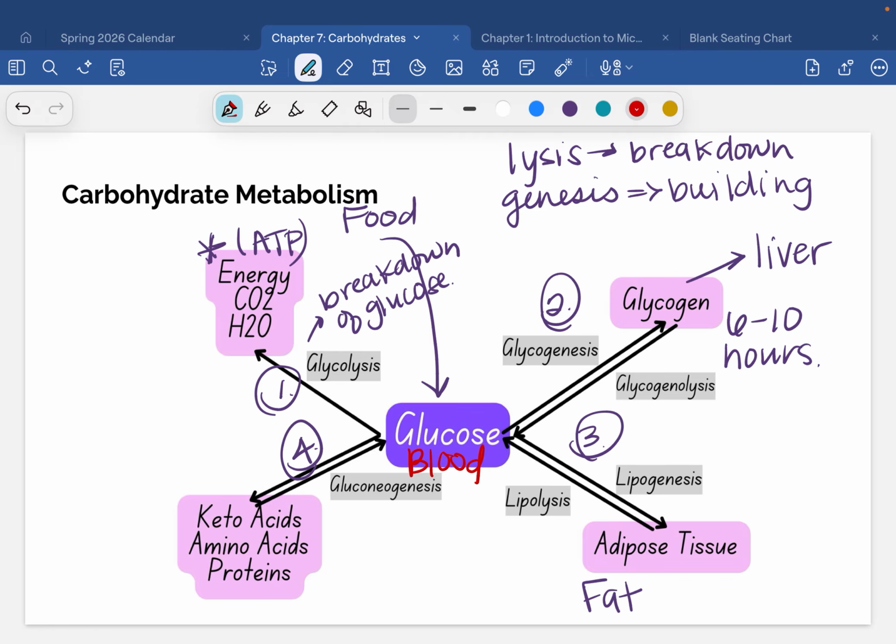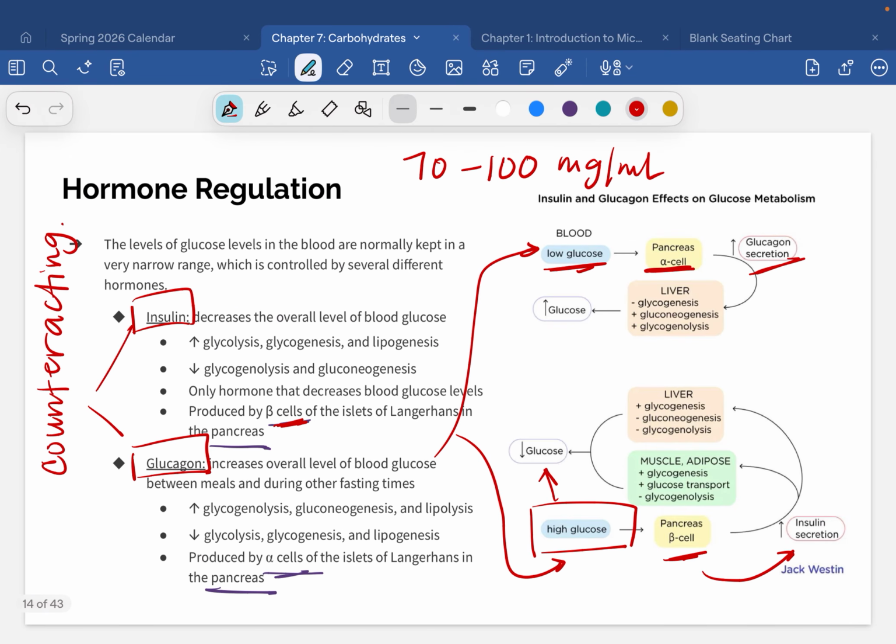What about during exercise when your body's expecting to need more energy? Will it spike glucagon as well? Glucagon? Yeah, glucagon. It will, because your blood glucose is going to start to drop.